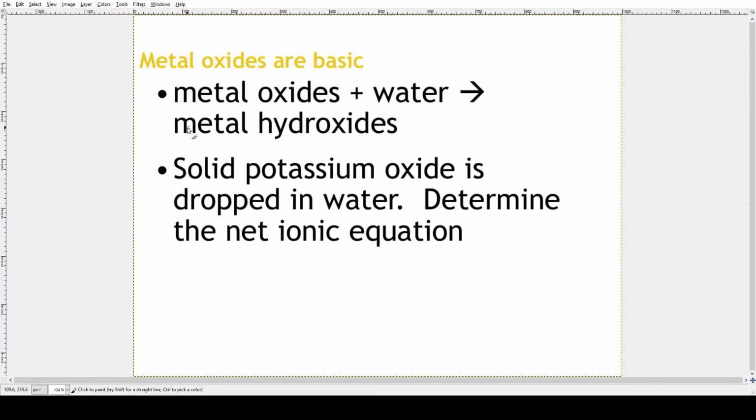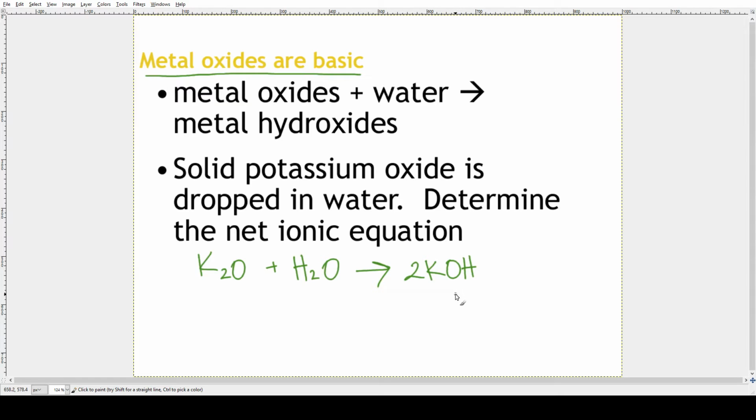So one piece of information you're going to want to know is that metal oxides are basic. So if you have a metal oxide plus water, it ends up creating metal hydroxides. So we're going to write the net ionic equation for when solid potassium oxide is dropped in water. So we'll write out the metal oxide, K2O, dropped into water. It's going to react to form metal hydroxide. So we'd have 2KOH.